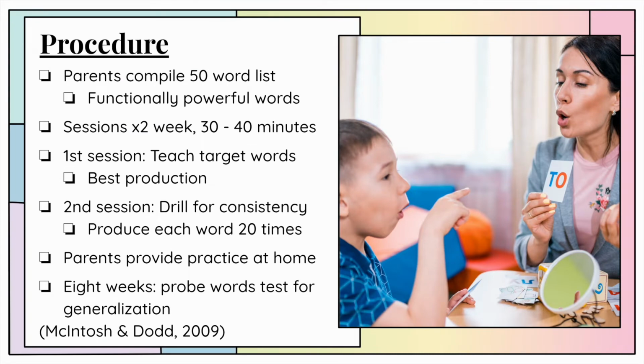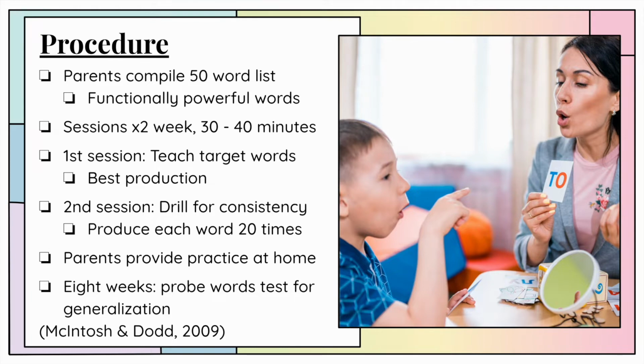So here is just a breakdown of the procedure that the authors went through as they implemented this study. Before therapy began, the parents of each child were asked to compile a list of 50 words minimum that were functionally powerful to the boys, meaning they were words that were frequently part of the child's vocabulary and would be useful words to increase consistency of production. These word lists often included names of the boys' family and friends, some of their favorite toys, foods, or games, and functionally important words like sorry, please, or done.